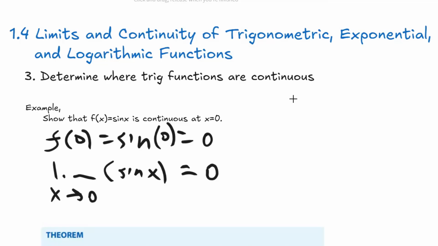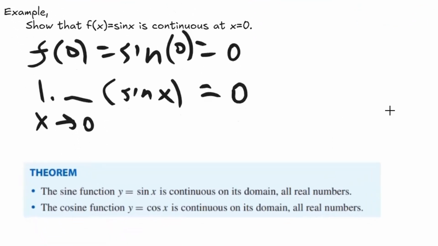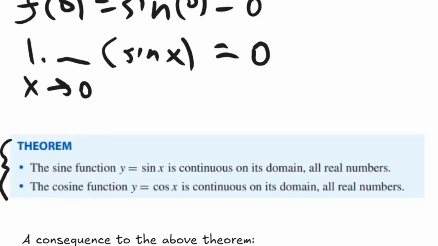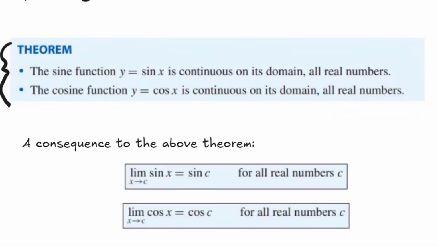In a similar way, we could show that cosine of x is continuous at x equals 0. Now, a theorem that we have here is the sine function is continuous on its domain, which is all real numbers, and the same thing is true for cosine. A consequence of that theorem is that since they are continuous at all real numbers, the limits exist and can be evaluated by direct substitution for all real numbers.